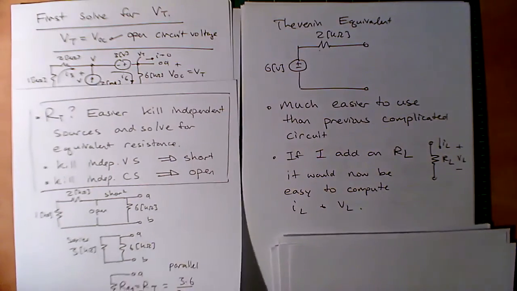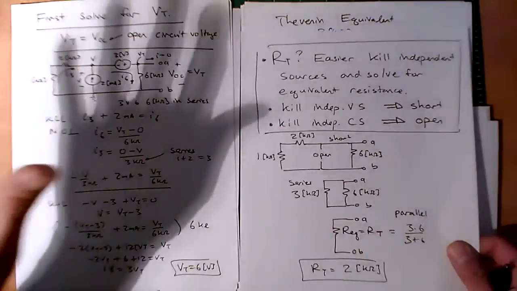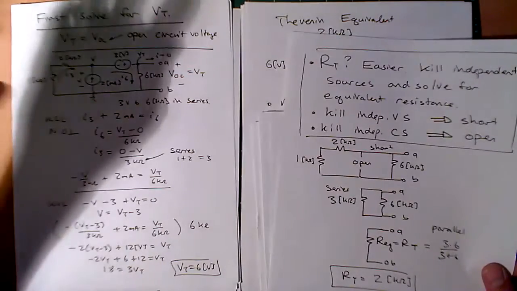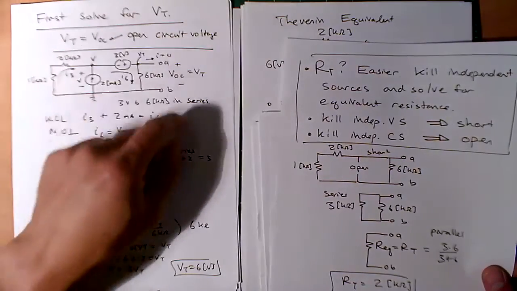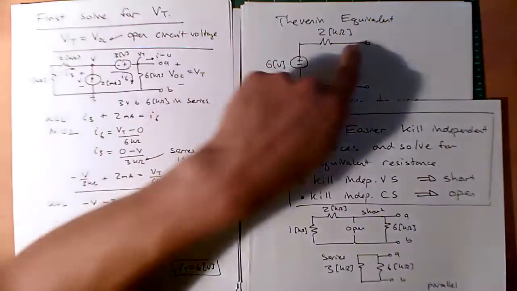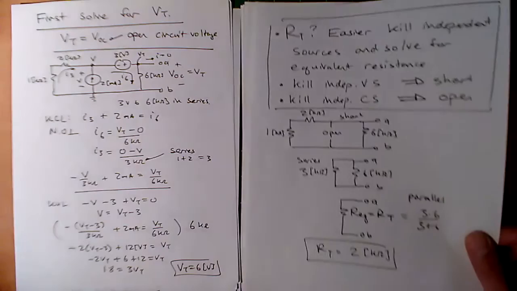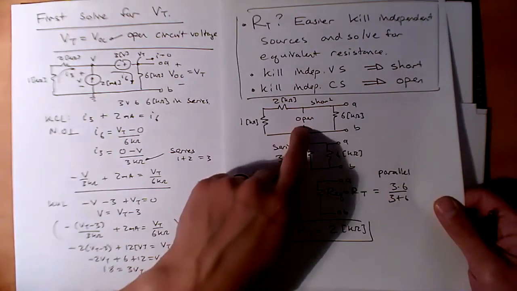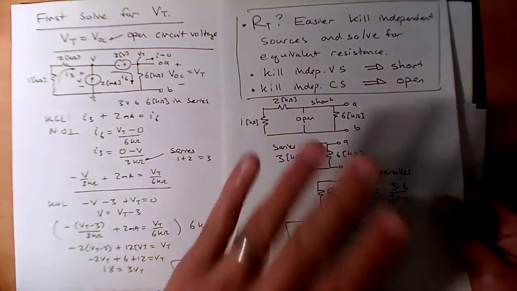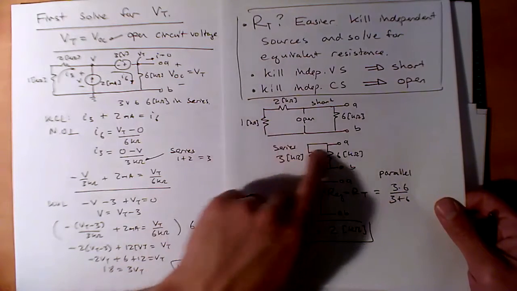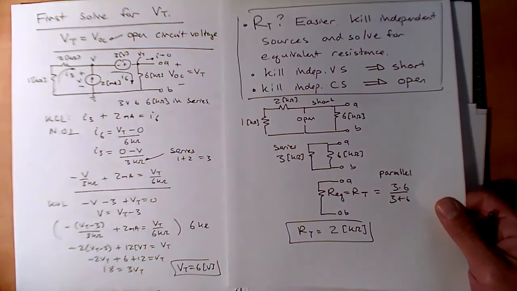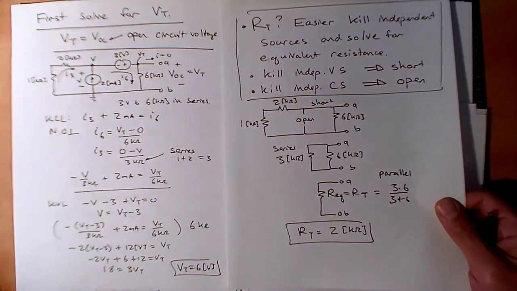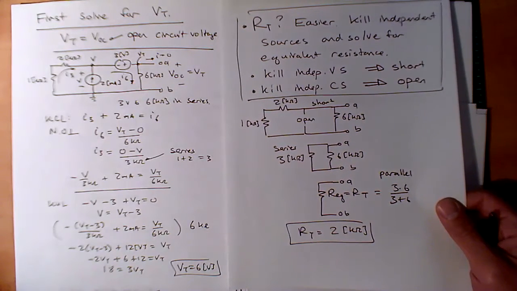Not too bad, okay? So let me review. To solve for the Thevenin voltage, take your complicated circuit, disconnect it from everything, open circuit, solve for this voltage. If I want the equivalent resistance, this RT, what I need to do is kill any independent sources. If there's only independent sources, solve for the equivalent resistance, right? And that is it, no problem.